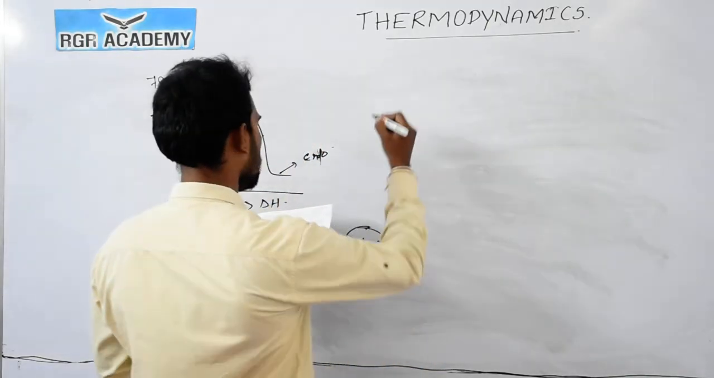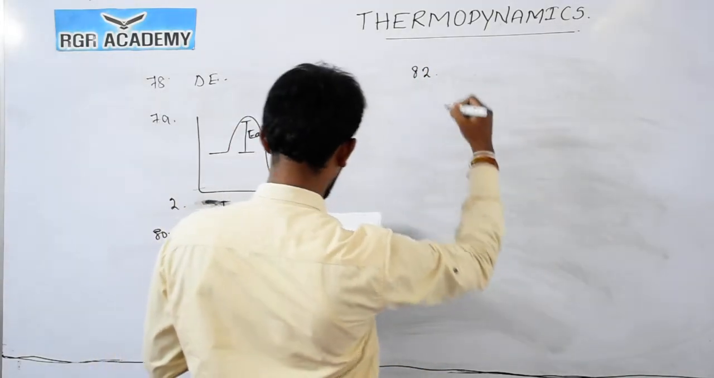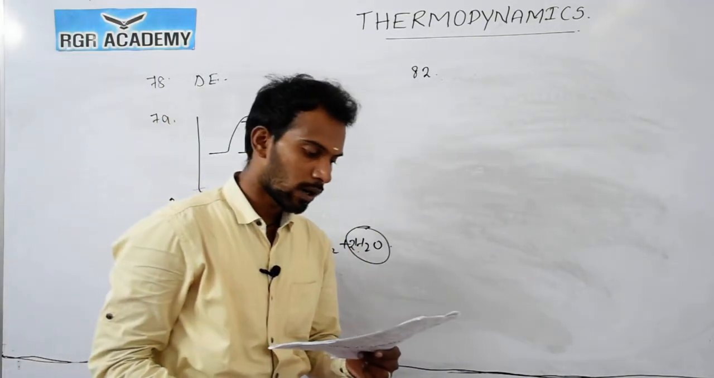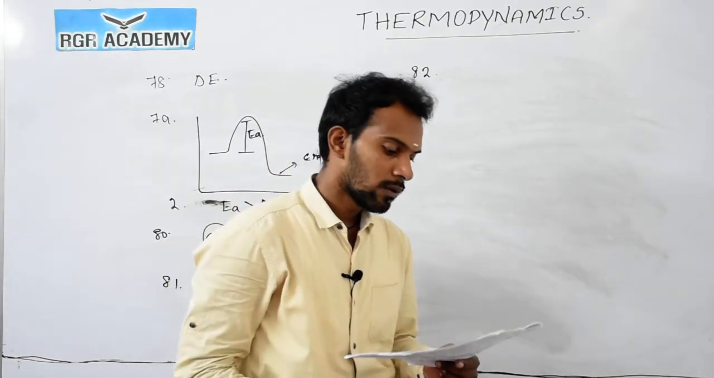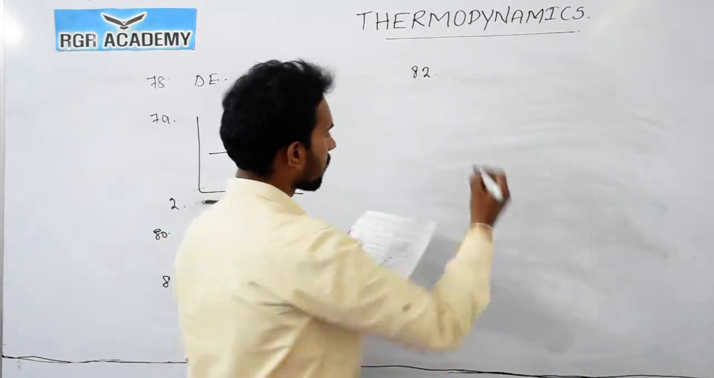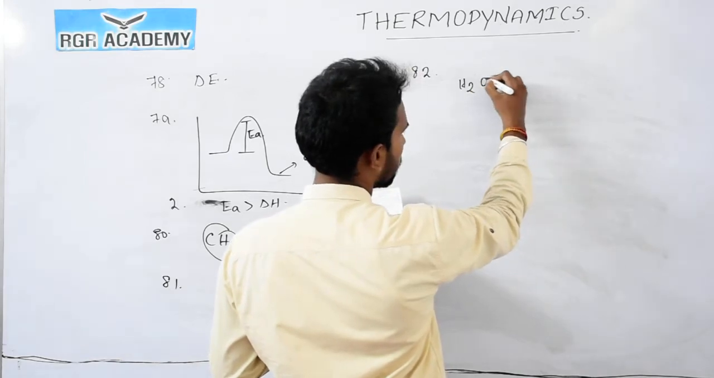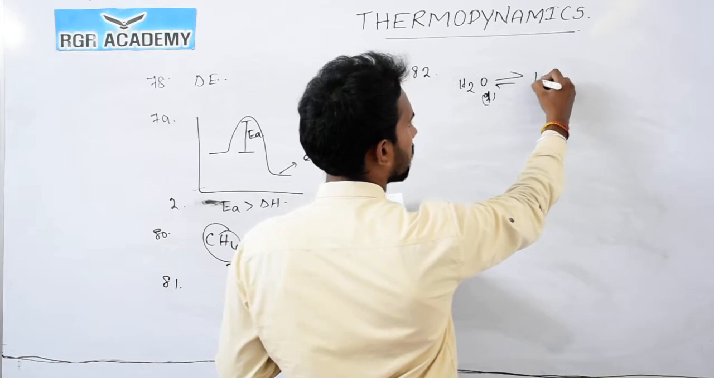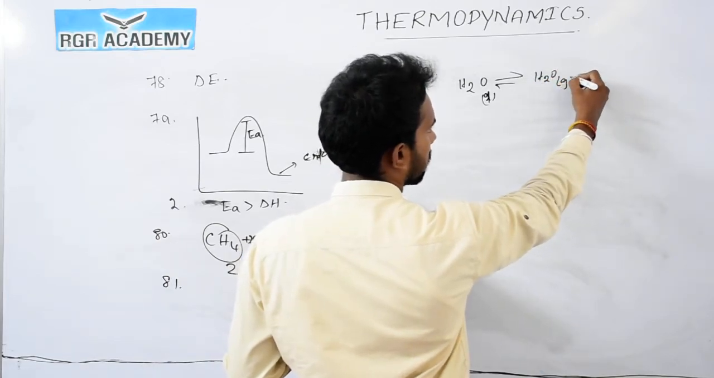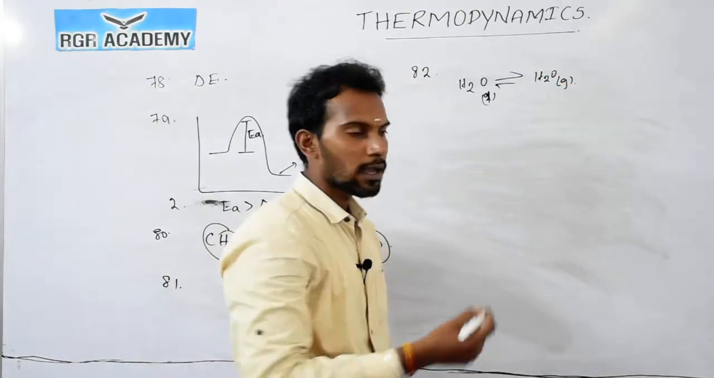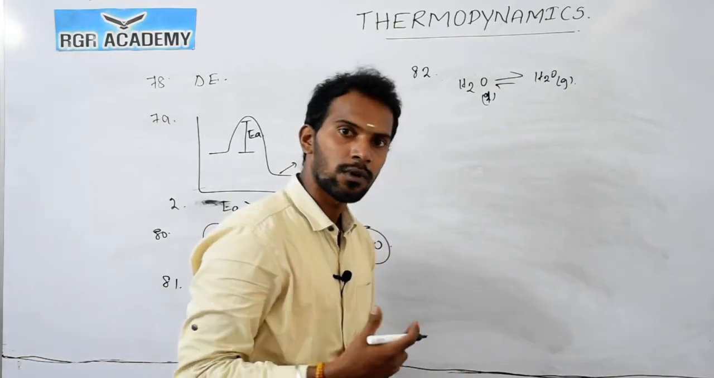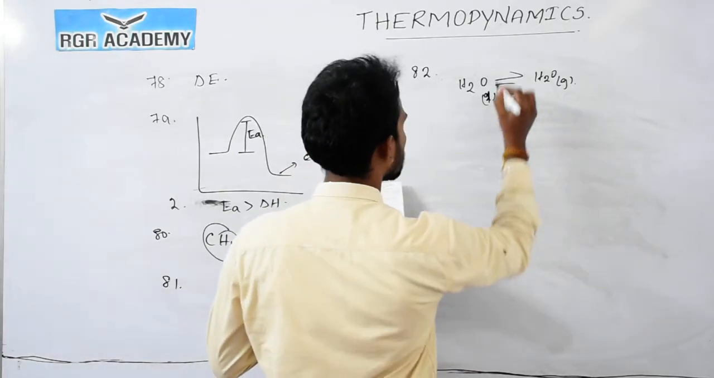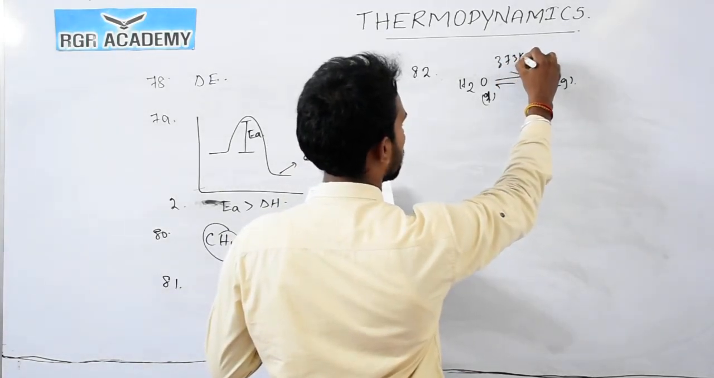Question number 82. For H2O liquid into H2O gas at a pressure of 1 atmosphere, delta G is 0. So H2O liquid at 373 Kelvin; the reaction is H2O liquid in equilibrium with H2O gas. At 0 degrees Celsius, H2O liquid is in equilibrium with H2O solid. Here they have given the particular temperature, which is 373 Kelvin.